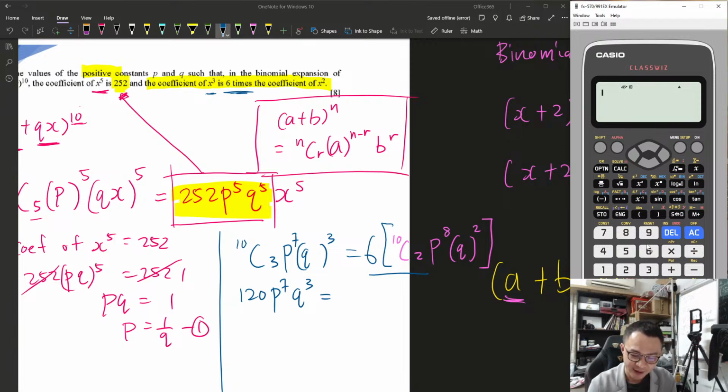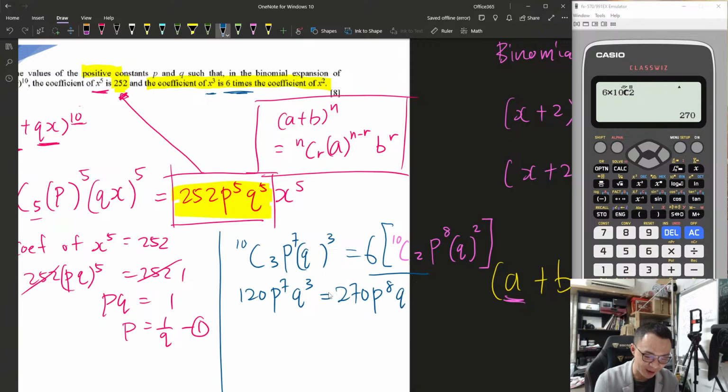Oops. 6 multiply 10c2. So this one will be 270 P power of 8 and Q power of 2. Okay, I will just simplify a little bit here. Divide P power of 7 for both sides, I will get P here. Divide Q square for both sides, I will get Q here. Okay, so I know P equals to 1 over Q. Then I can solve this one quickly. Divide 10 for both sides also.